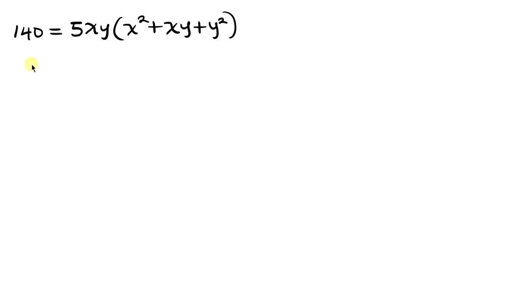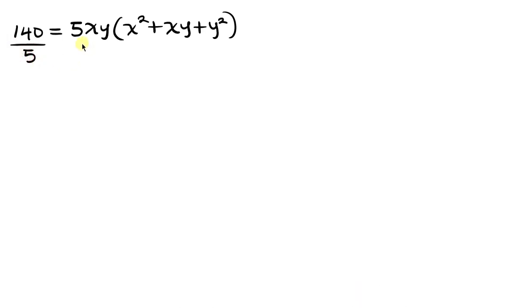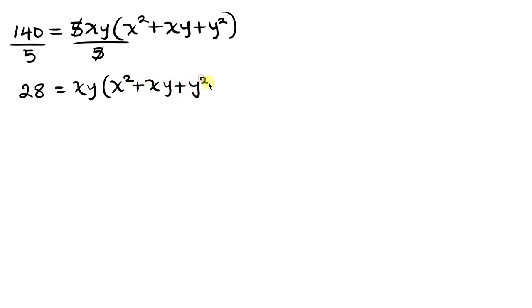So our next step will be for us to divide both sides by 5. So I'm going to be dividing the left hand side by 5, and I'll also divide the right hand side by 5. So 140 divided by 5, I have 28 to be equal to, now 5 here can cancel off this 5, leaving behind xy times x squared plus xy plus y squared.